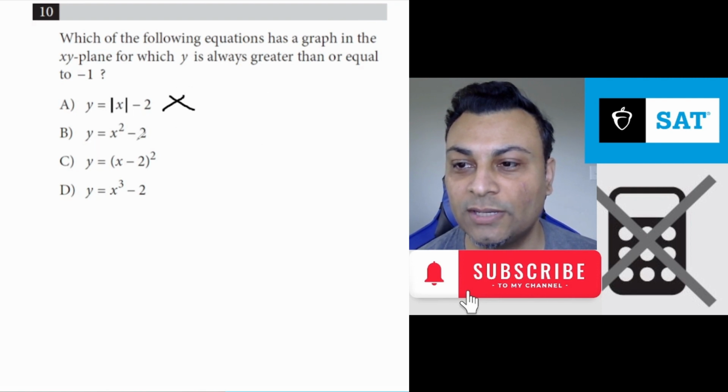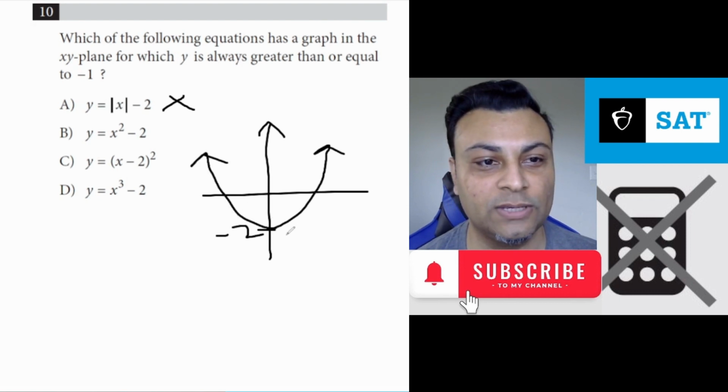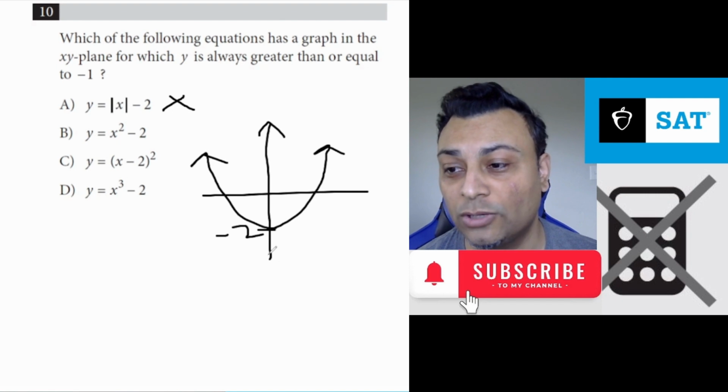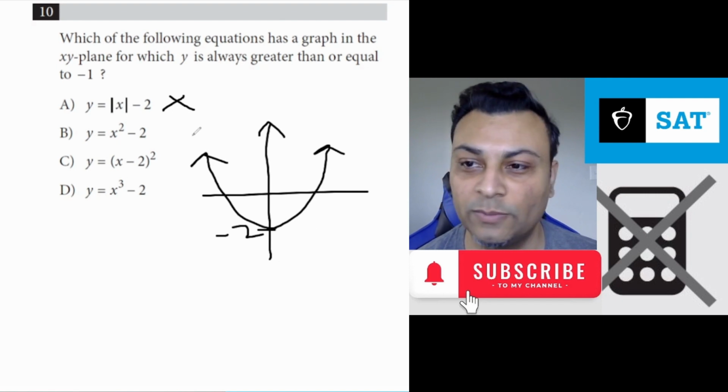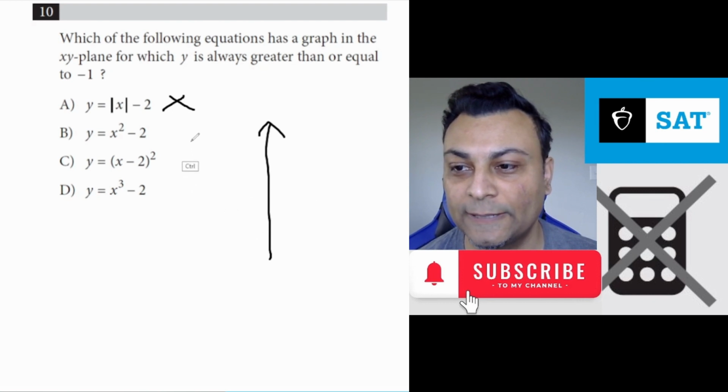This one says x squared minus 2, so it's the parabola, but again it's been shifted down 2 units. And once again, the y coordinate would always be -2 or greater, but we want -1 or greater, so that's not it either.